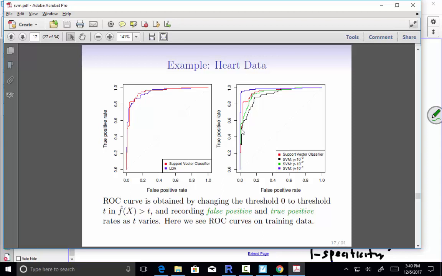If you have a collection of models that you're considering, an ROC curve makes it easy to visually, real quickly, choose among them. The better model will be the one that gets closer to the top left because that gives you a better trade-off of sensitivity and specificity.